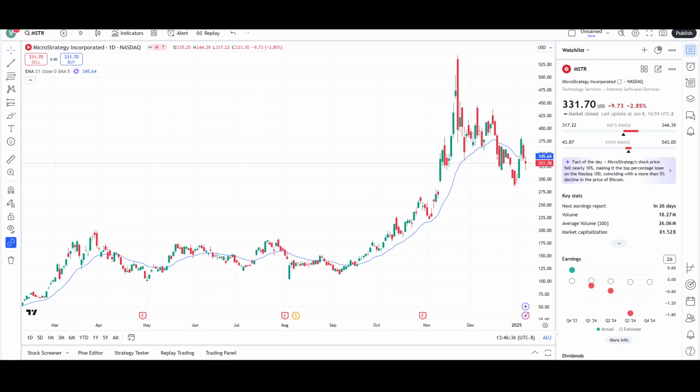What's up, traders? This is Vee Trades, and today I'll be doing a technical analysis breakdown for MicroStrategy Incorporated with the ticker symbol MSTR. I will first be going over what I see in the daily chart and finish the video off with the weekly chart.